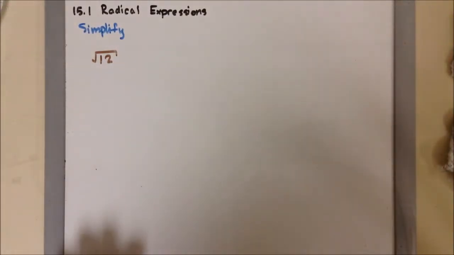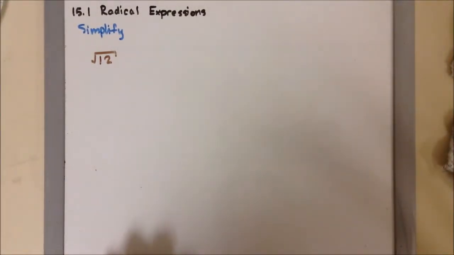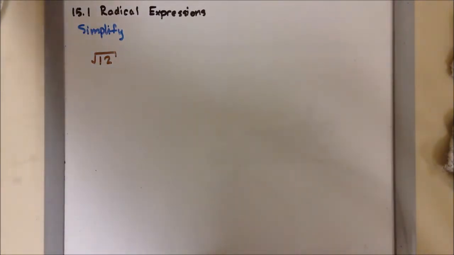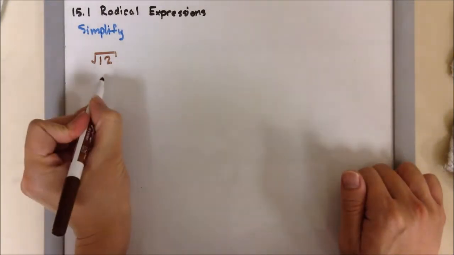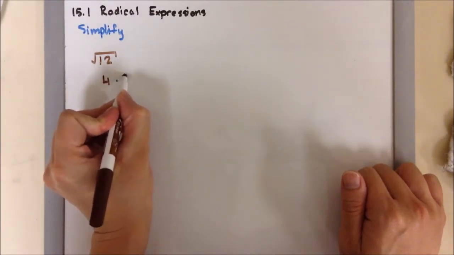In this part, we're going to focus on simplifying radical expressions. So let's take a look at our first example, square root of 12. There's no perfect square number for 12, so what we're going to do is break 12 into two factors, two numbers. The first thing is you need to find a perfect square number that can go into 12. The only number that we can think of would be the 4. So it will be 4 times 3.